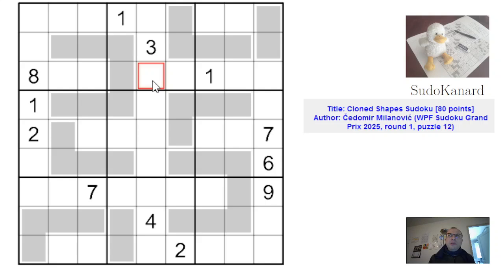And if you're familiar with the geometrical implications of clones, 80 points was rather generous on this puzzle. So let's start.